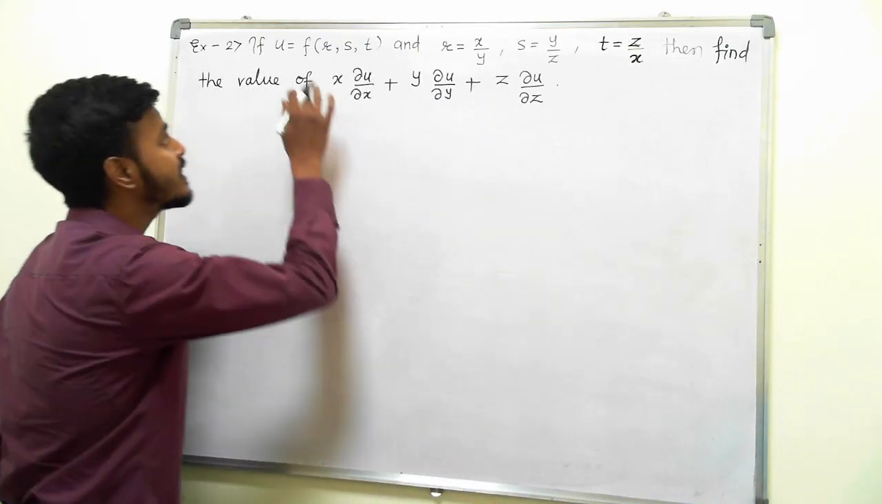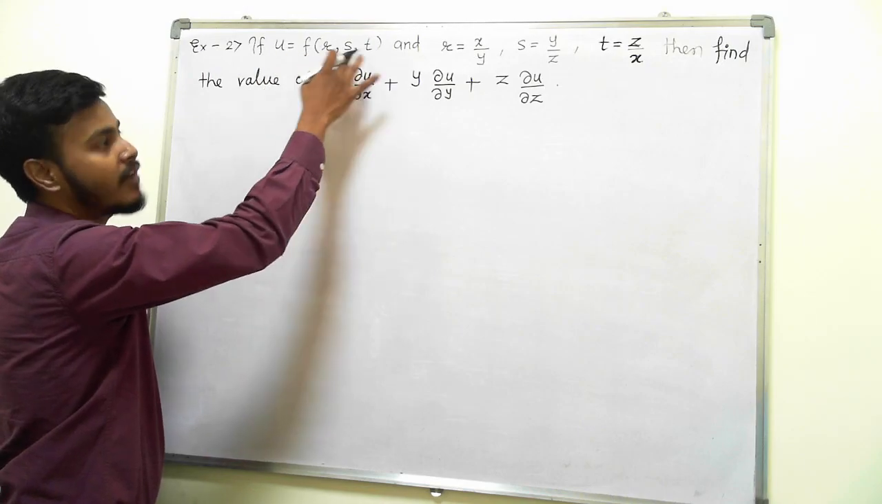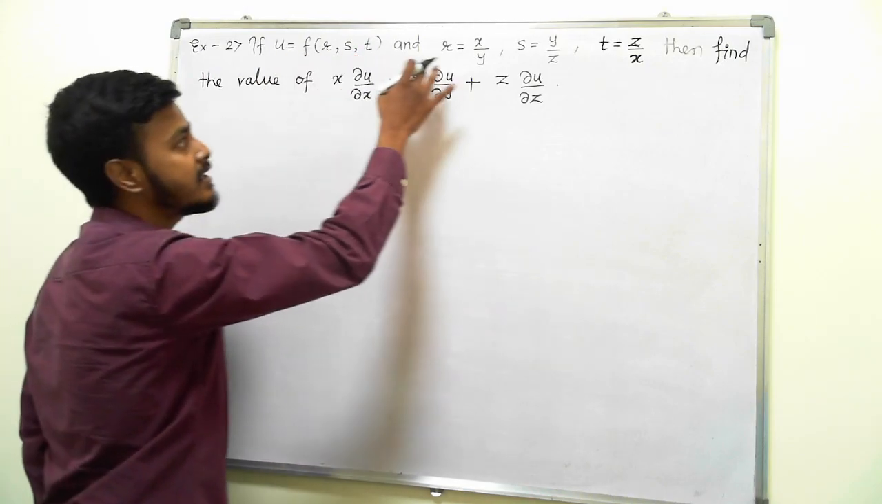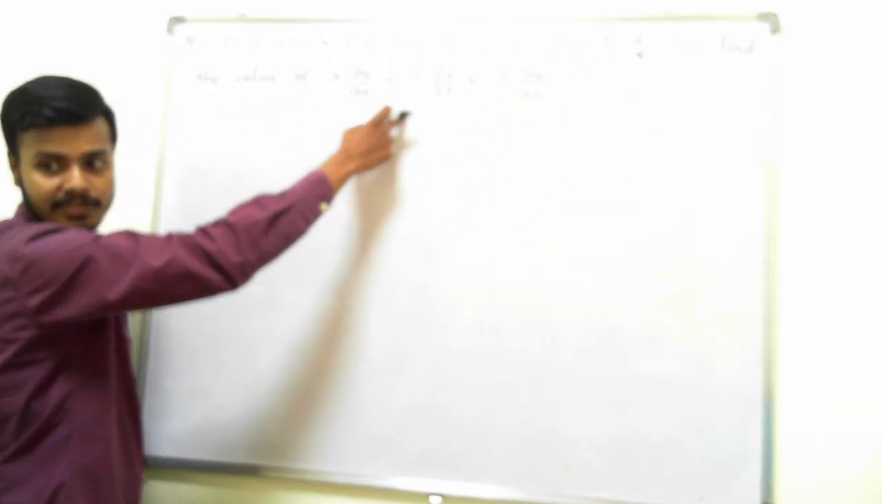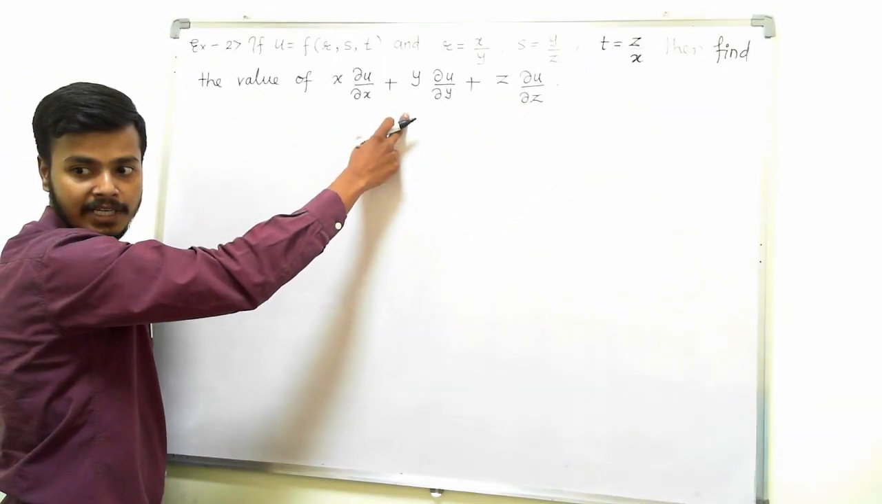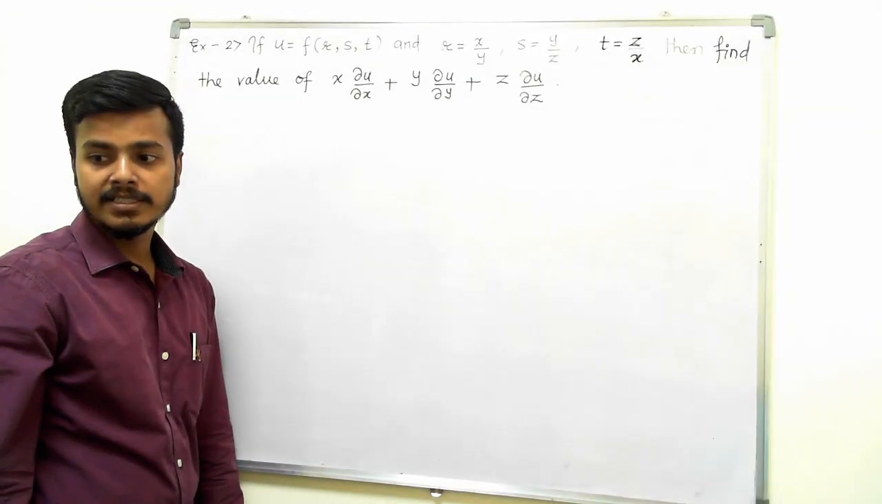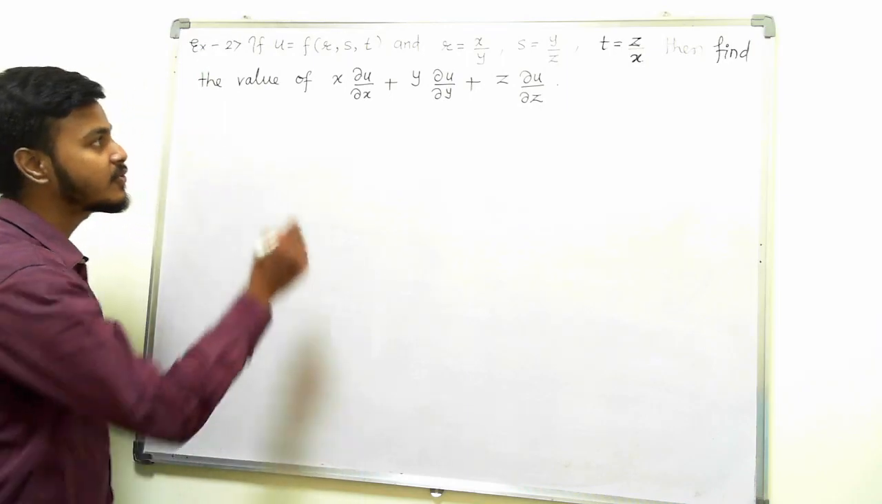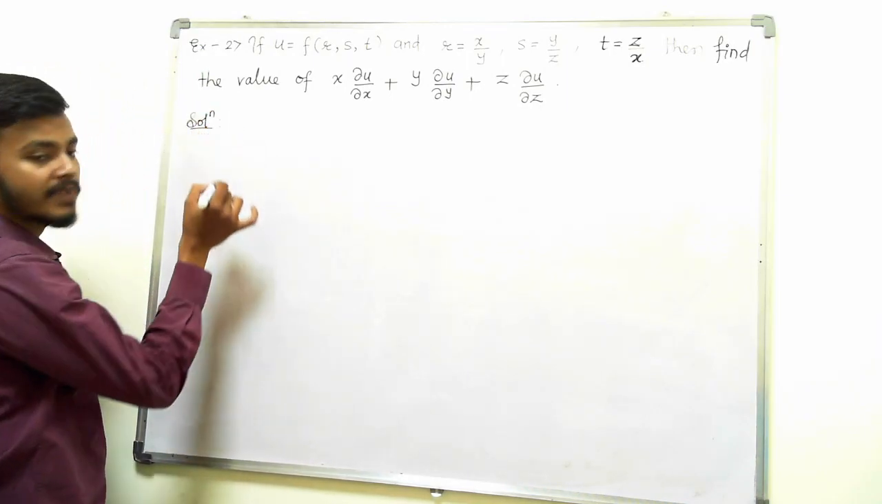This problem says if u is a function of r, s, t, and r, s, t are the functions of x, y and z, then find the value of this. So what is the first thing that you need to do in a problem like this? The very first thing that you need to write down is the given thing. What is given here?